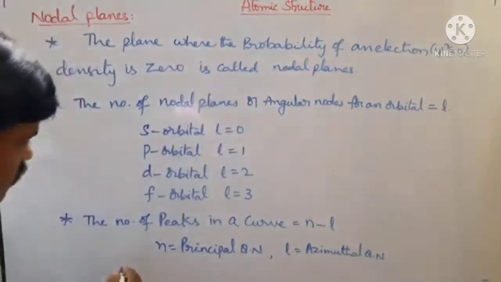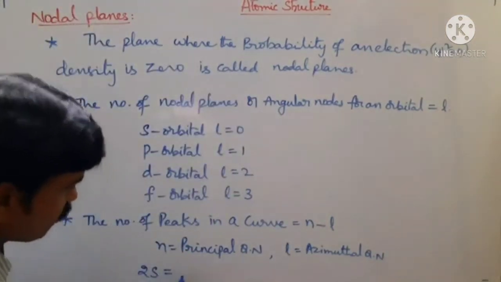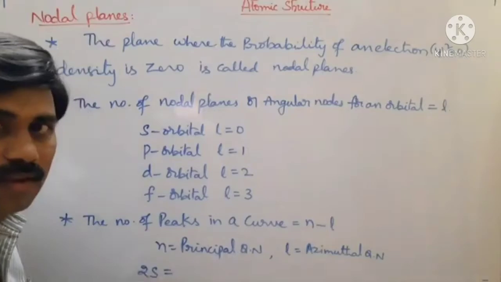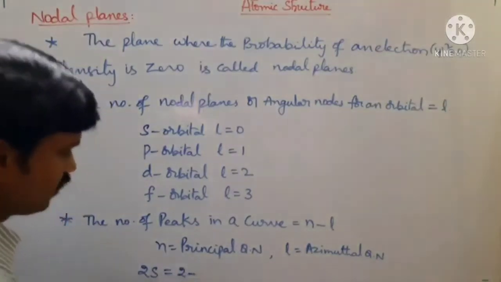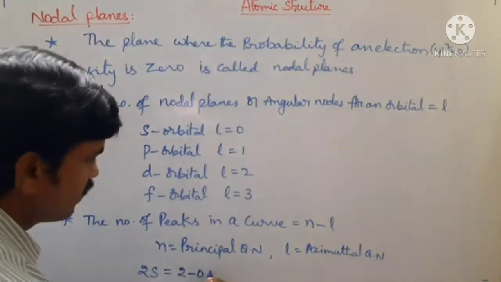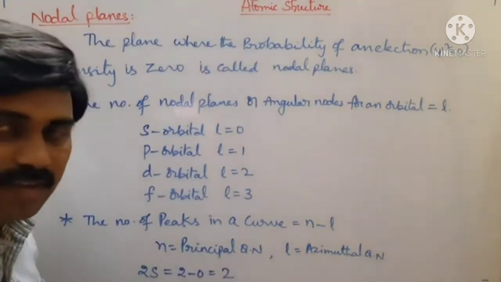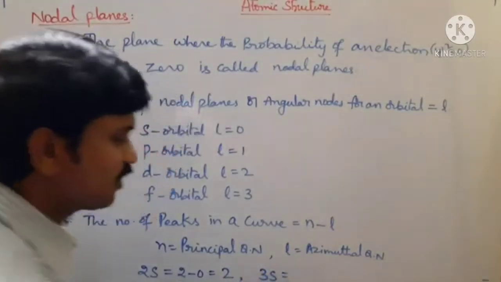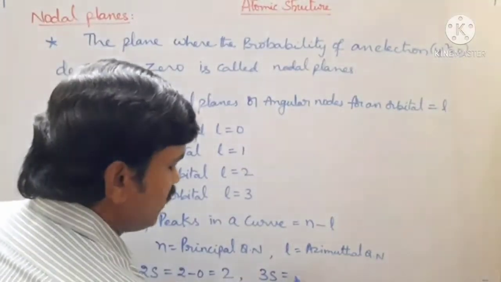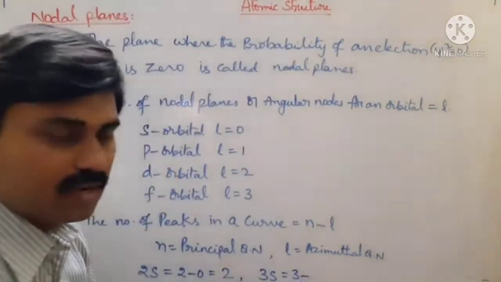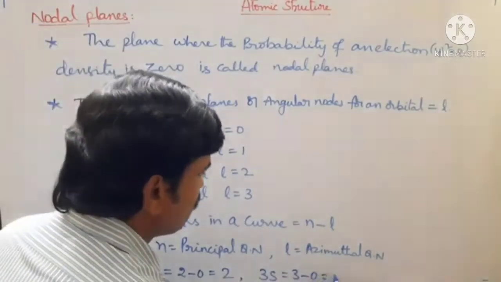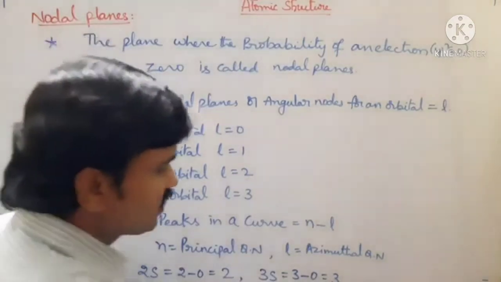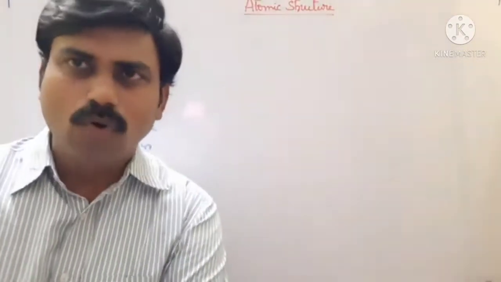Look at an example. Number of peaks for 2s orbital: formula is n minus L. The n value for 2s orbital is 2. For s orbital L value is 0. So 2 minus 0, 2. The 2s orbital has 2 peaks. For example, for 3s orbital, the number of peaks: here n value is 3 minus, for s orbital L value 0. 3 minus 0, 3. So number of peaks for 2s orbital is 2 and number of peaks for 3s orbital is 3.